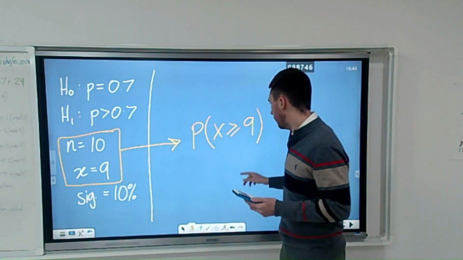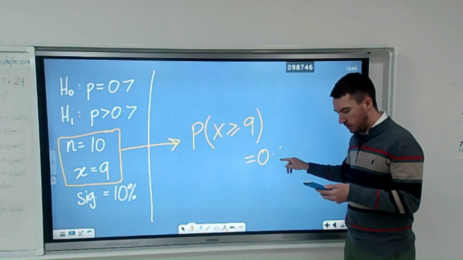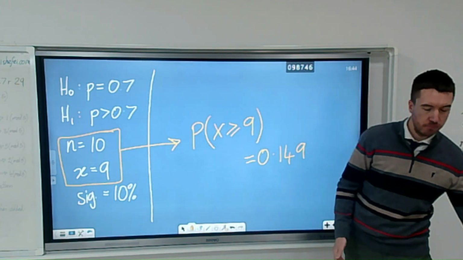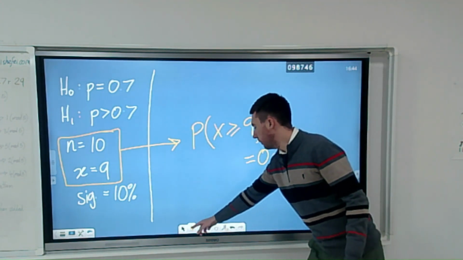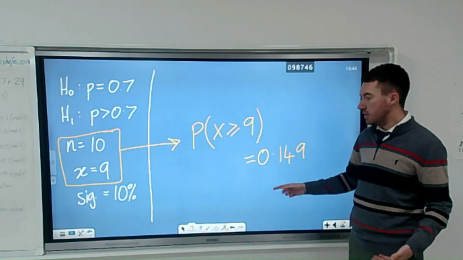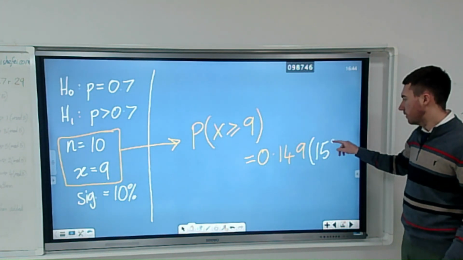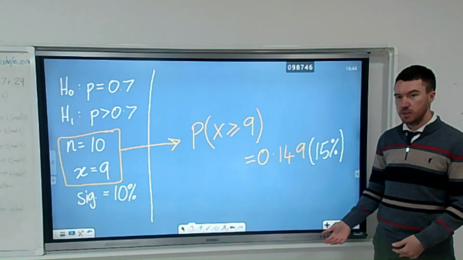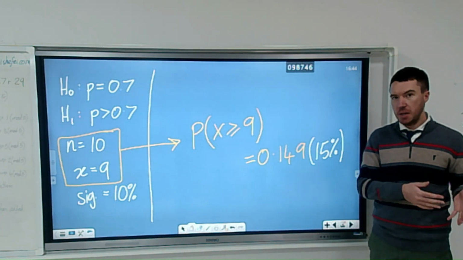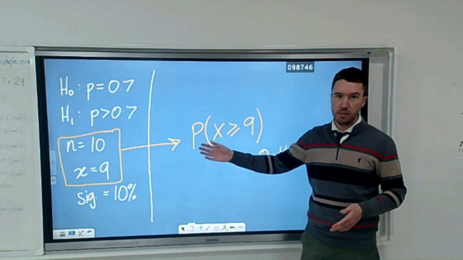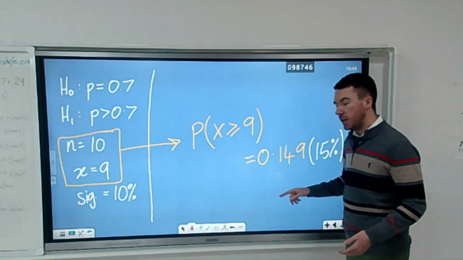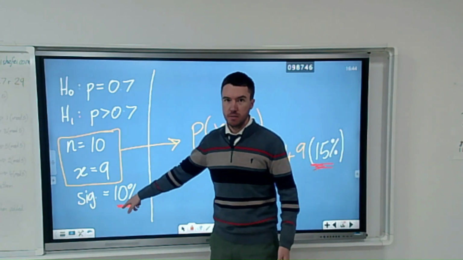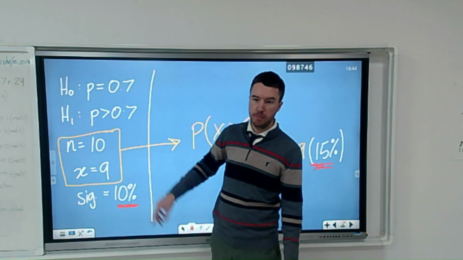And we get our answer, which is 0.149. Okay, so we have an answer, but what do we actually do with that? Well, we first realize that this is almost 15%, 14.9%. This is not below our significance level, so we do not have any evidence to reject our null hypothesis. Again, this number is not lower than this number, so we do not reject our null hypothesis.